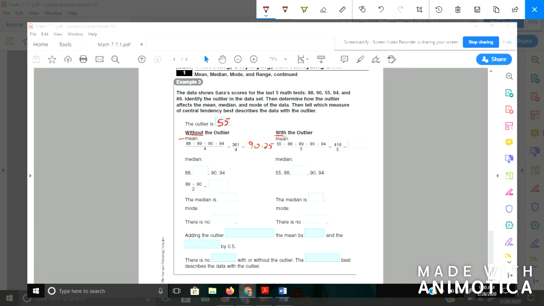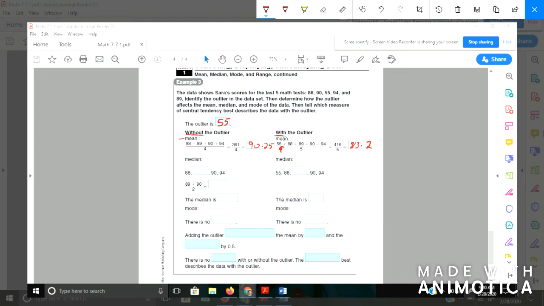All of these are close to 90%. Now, if you calculated her average with 55 in there, so that low score, it would be 416 divided by 5, and that would give you 83.2. So look at how much just one outlier can affect your data. There's a difference of about 7 by just having one outlier in the data. So it can really affect your average.